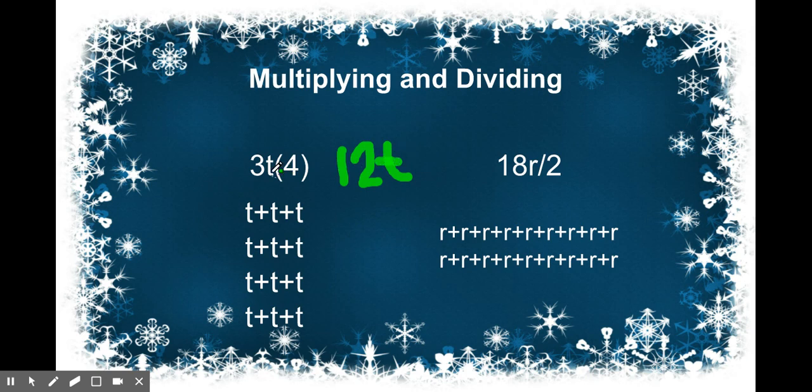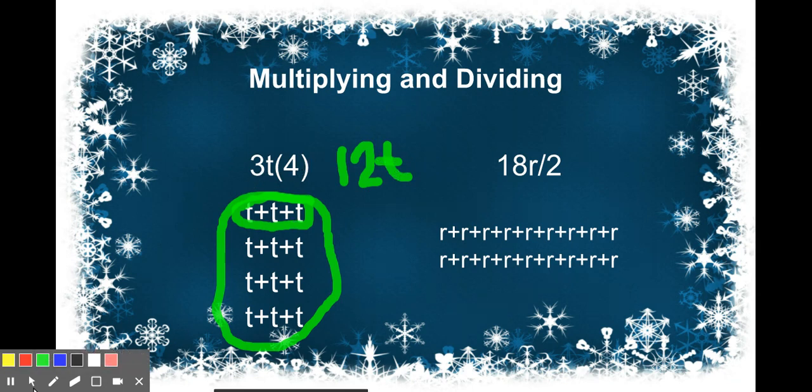The reason I know that is because I have here 3t, and the 4 means I have 4 groups of 3t. So here's one group of 3t, 2 groups of 3t, 3 groups of 3t, and 4 groups of 3t. So I ask myself, well, how many t's do I have altogether? I have 12 t's. So 3t times 4 would give me 12t.